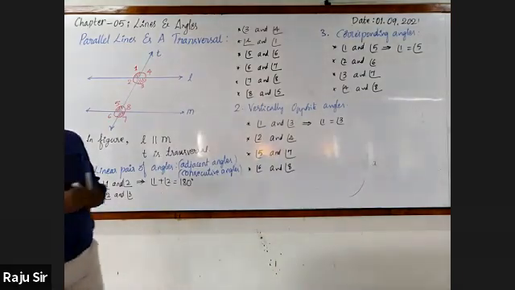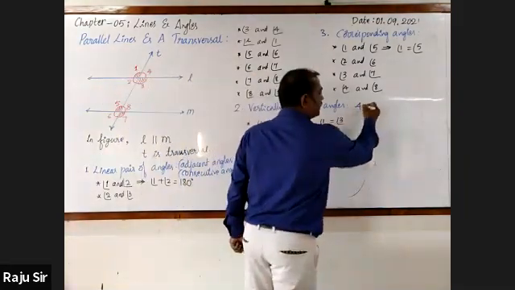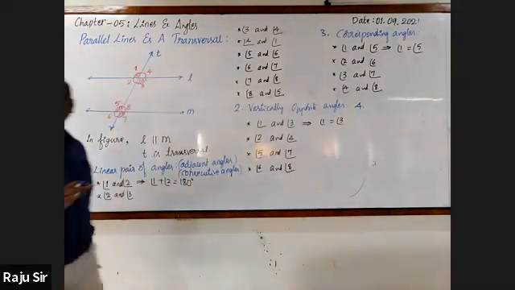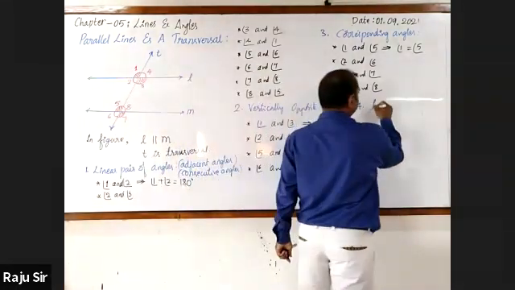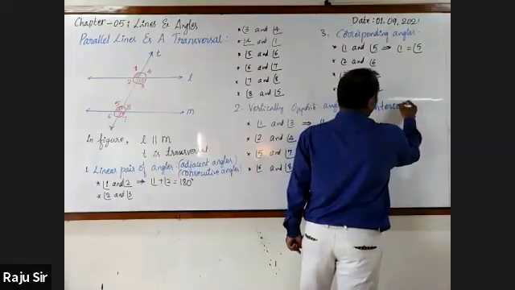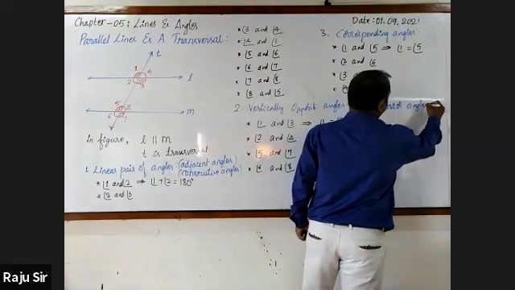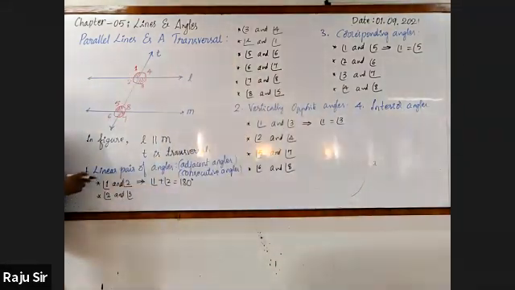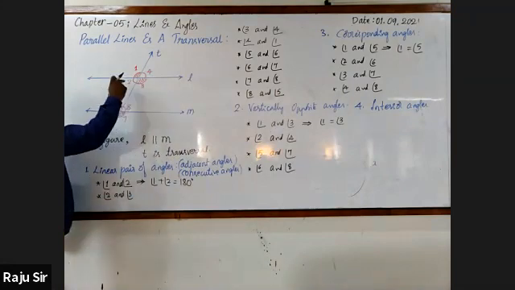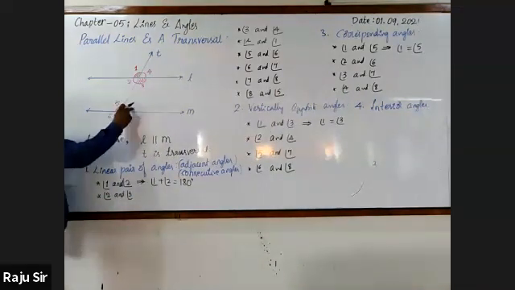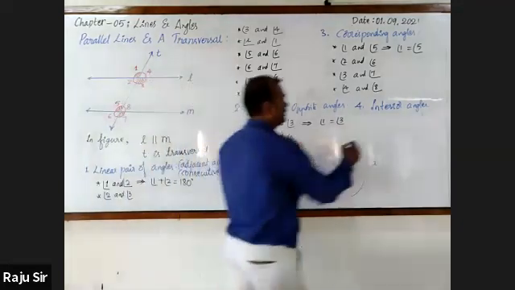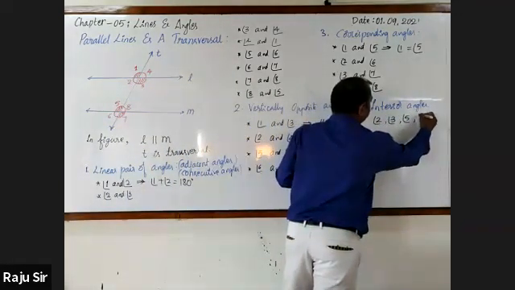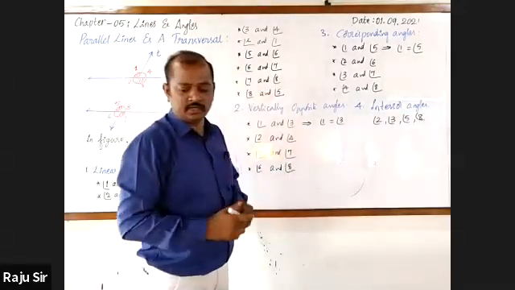Next. The angles that are formed within the parallel lines are interior angles. What are those? Angle 2, angle 3, angle 5, angle 8. Right. They are interior angles.